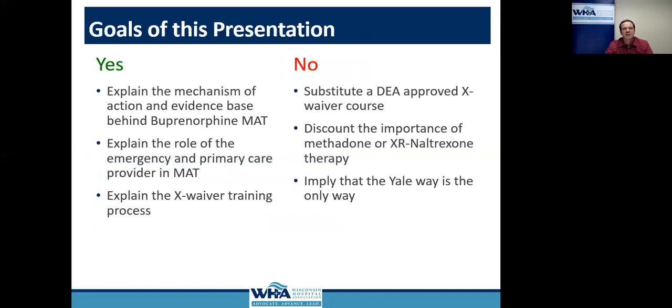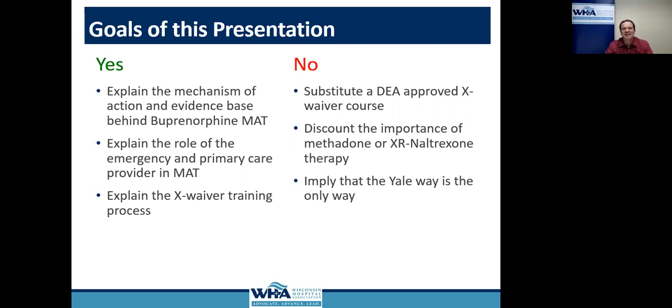The goals of the presentation today: we want to explain the mechanism of action and the evidence behind MAT, make sure everyone's on the same page in terms of what you're prescribing and how it works. We'll explain the role of the emergency and primary care provider, and then really get into the X-waiver training process and just lay out what we do in the trainings, which trainings are being offered in Wisconsin this year, and how you can get yourself X-waivered.